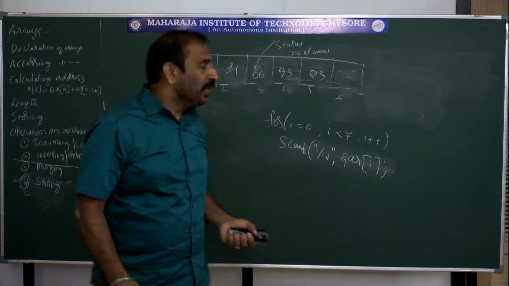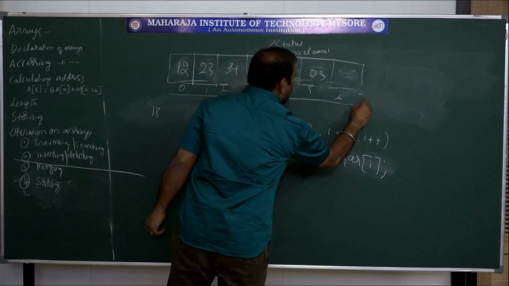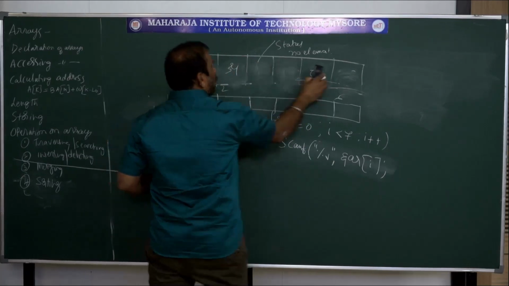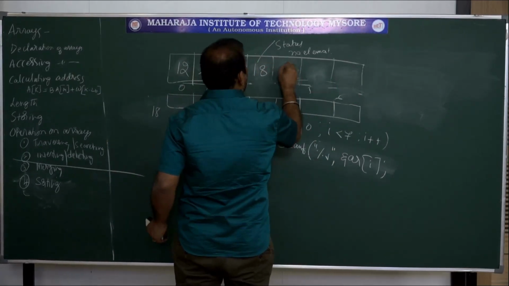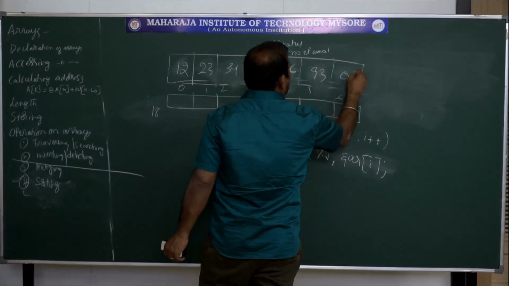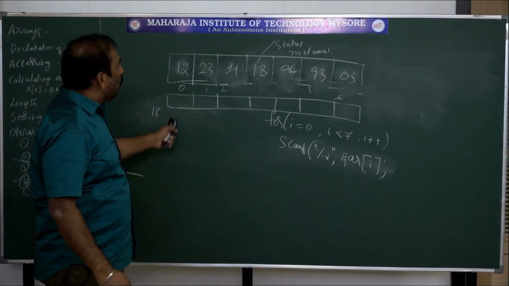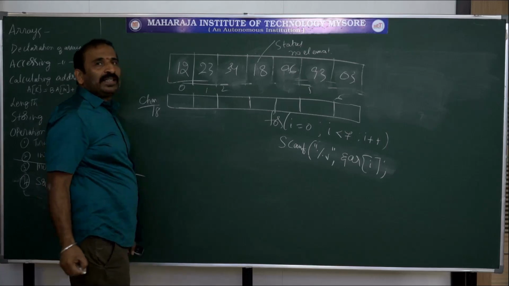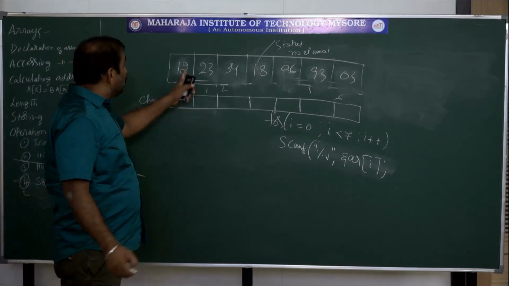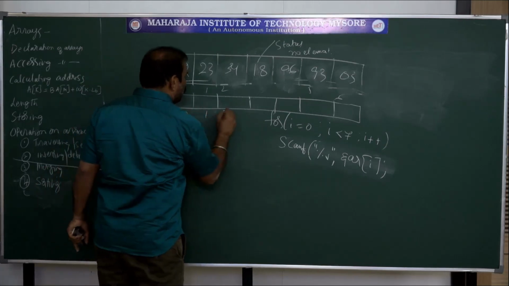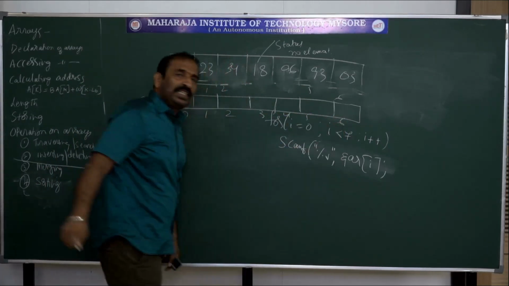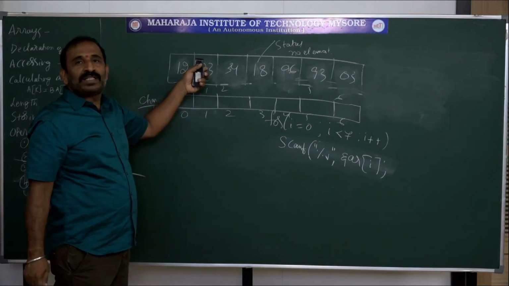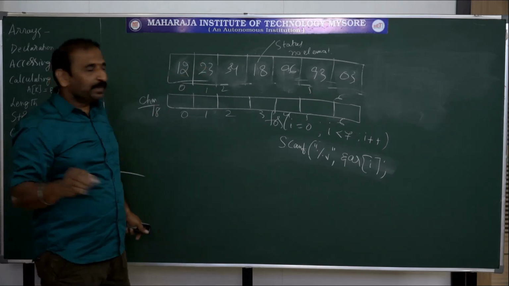The second possibility is that you can have one more array. Right? Here it is 18, 06, 93, 03, something like this. Now I have one more array. This is a character array. This is also having the same index values 0, 1, 2, 3, 4, 5, 6 here like this. Since I have declared the array size as 7, here also 7 elements. So obviously the index values match.